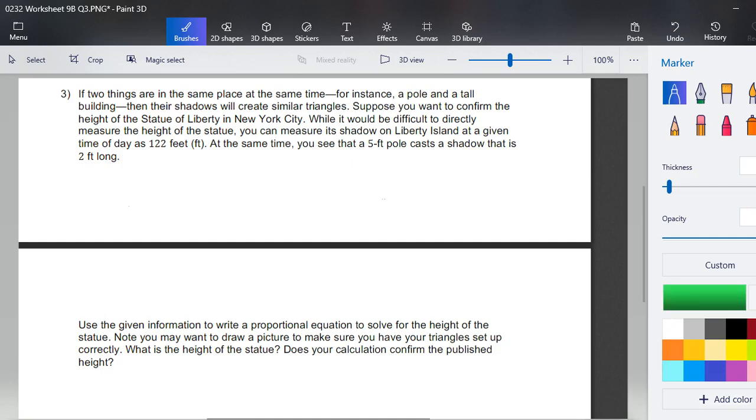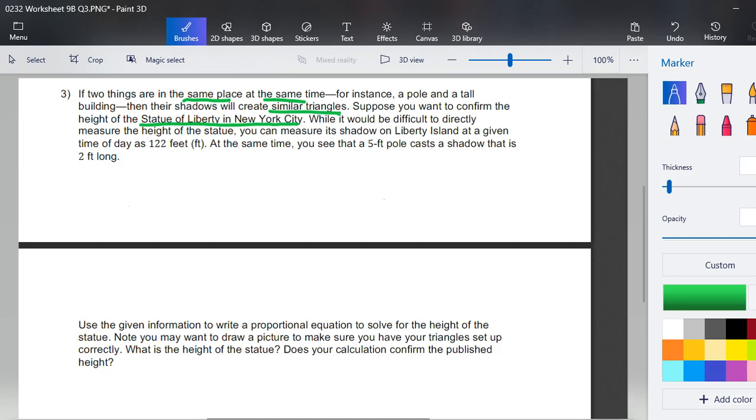If 2 things are in the same place at the same time, like a pole and a tall building, then their shadows will create similar triangles. And hey, if we've got similar triangles, we've got proportional sides, we can solve some stuff. Suppose you want to confirm the height of the Statue of Liberty in New York City. While it's going to be difficult to directly measure the height of the statue, you can measure its shadow on Liberty Island at a given time of the day.